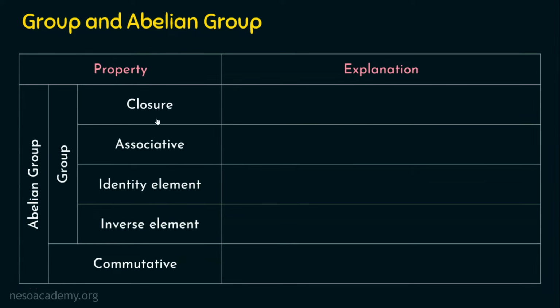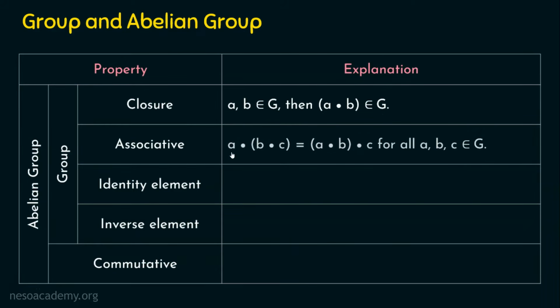Let's first focus on the closure property. Let's take 2 elements A, B belonging to the group G. If we carry out the A dot B operation and the result of this A dot B operation is also in the group, then the closure property is satisfied. Then what is associative? A dot B dot C is equal to A dot B dot C, grouped either way, for all the values of A, B, C that belong to G. When this is satisfied, then the associative property is also satisfied.